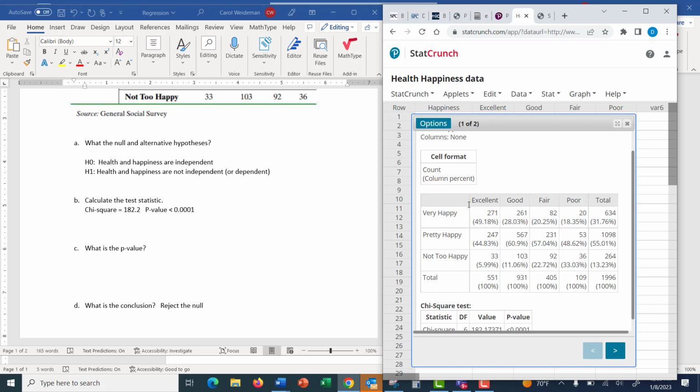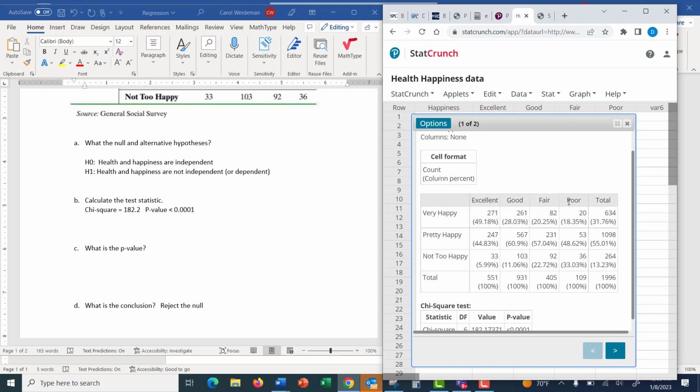So for people who said they were in excellent health, nearly 50% of them said they were very happy, and only about 6% of them said not too happy. If I go to the other end of the health scale, for those people who said they were in poor health, only about 18% of them said they were happy, but 33% of them said they were not very happy. So there's an interesting relationship there.